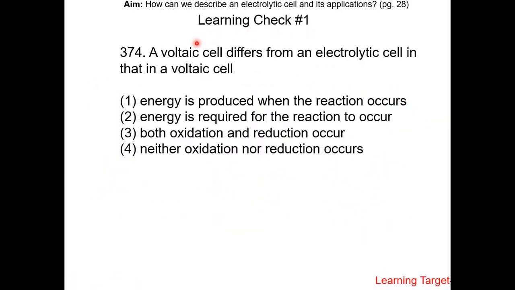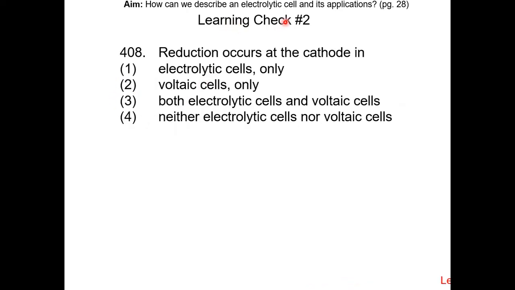Learning check number 1. A Voltaic cell differs from an electrolytic cell in that a Voltaic cell does what? Pause the video, resume when completed. Since the Voltaic cell is exothermic, energy is produced when the reaction occurs. The answer is choice 1.